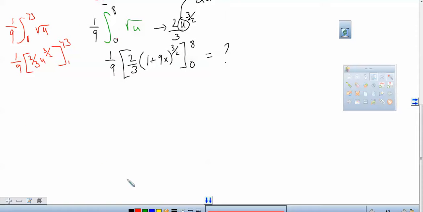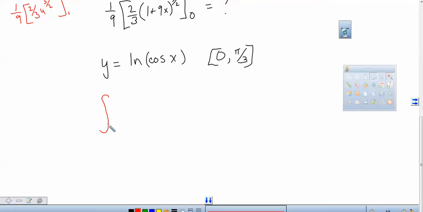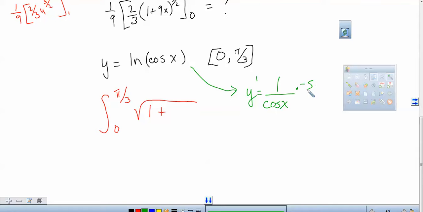All right, sorry. Let's just try one more. Let's try y equals the natural log of the cosine of x, and we're going to look at that on the interval from 0 to pi over 3. So you're going to integrate from 0 to pi over 3 the square root of 1 plus this function's derivative squared. This function's derivative, y prime, would be 1 over the cosine of x times negative sine of x, which is negative tangent of x. And so then you get plus negative tangent of x squared.